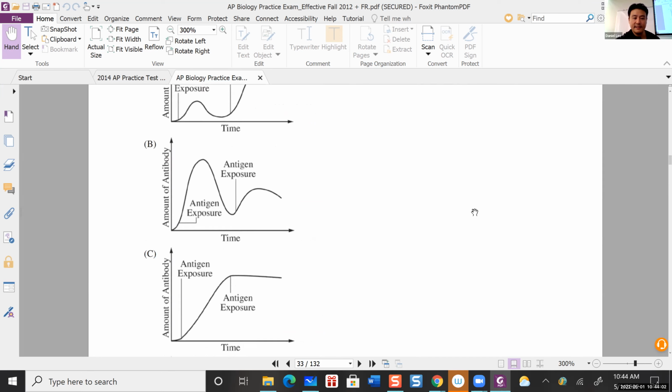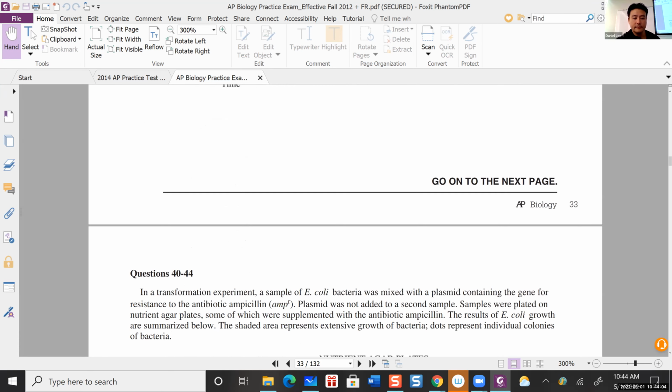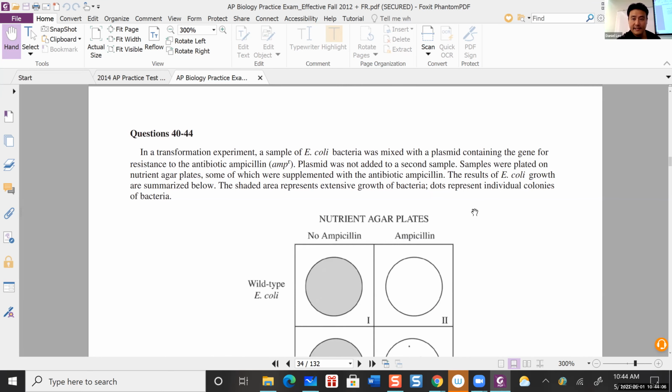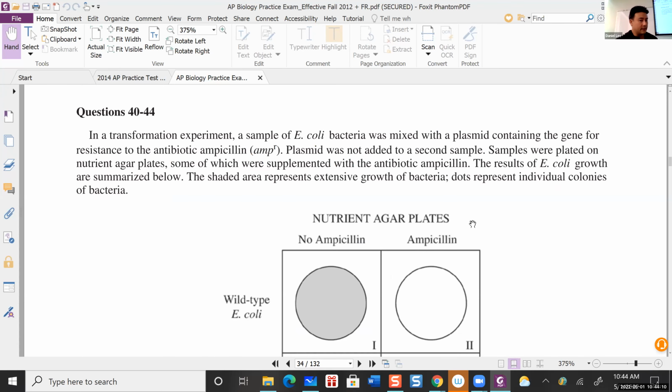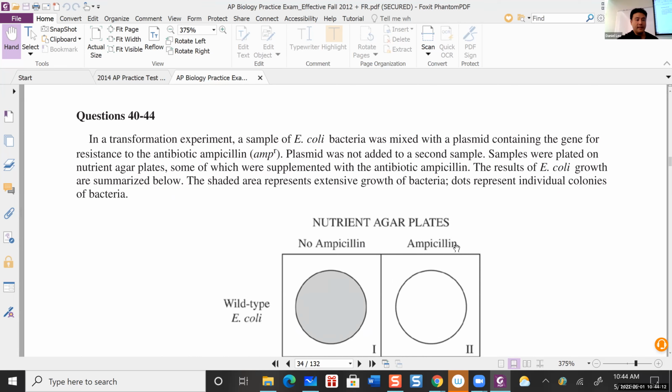Another data set. I think we're almost there. All right, let's look at this data in a sec. We haven't seen these kinds of questions for a while. This is more molecular biology. So number 44 to 46, let's read this one together.